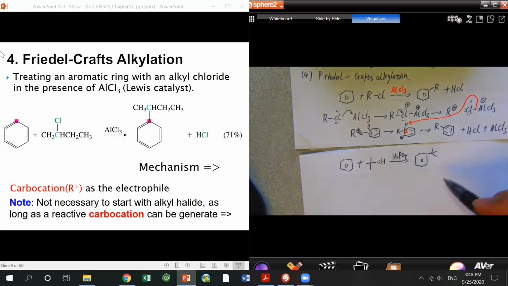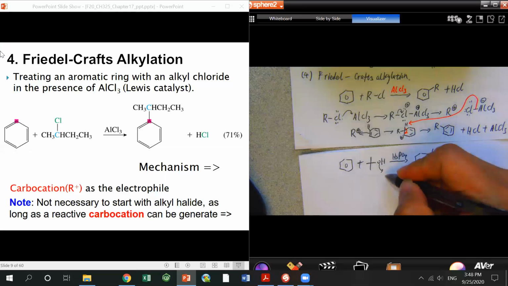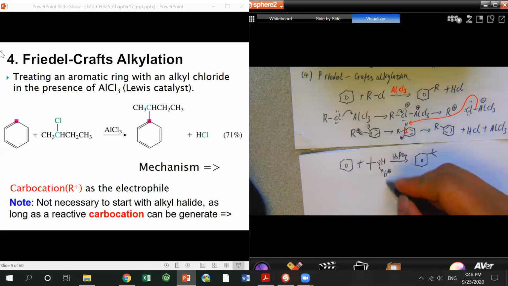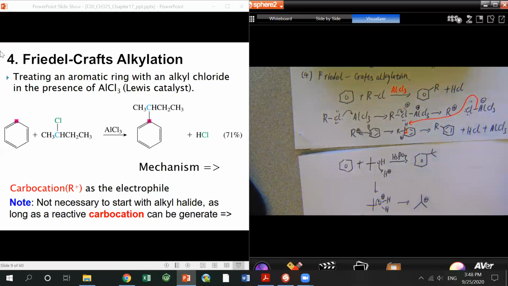The reason is that we learned in a previous chapter alcohol condensation, or alcohol dehydration. This OH picks up the H plus, and then you generate a good leaving group. Same as SN1 or E1 reactions, you kick out the leaving group and generate a carbocation. That then reacts with benzene and gives you the substitution product. So that's similar to the second step here.